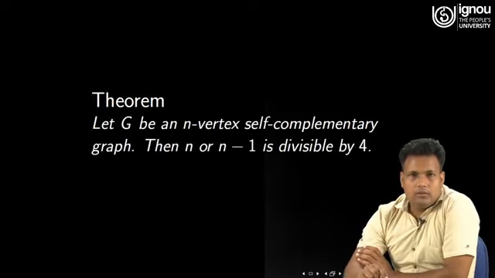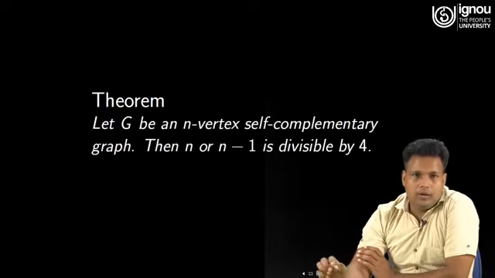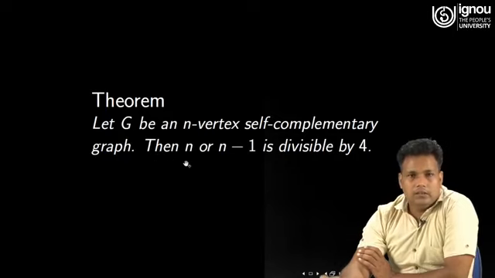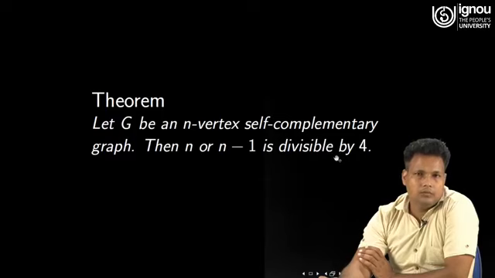Now let's look at an important result about self-complementary graphs. It says that let G be an n vertex self-complementary graph, then n or n minus 1 is divisible by 4.